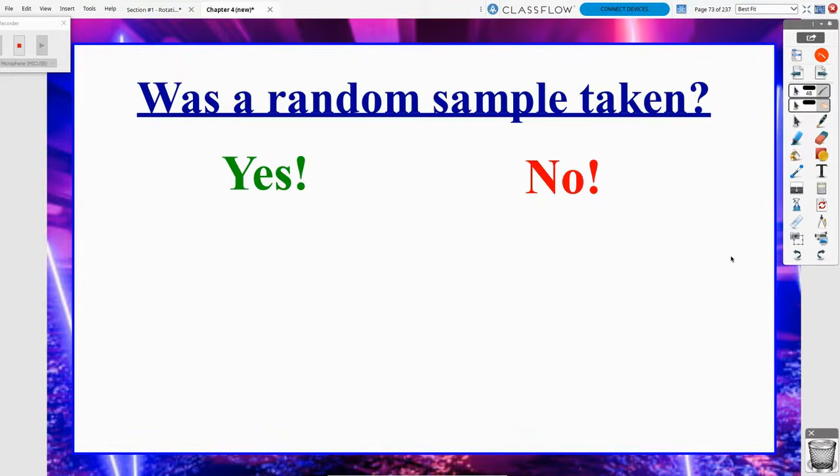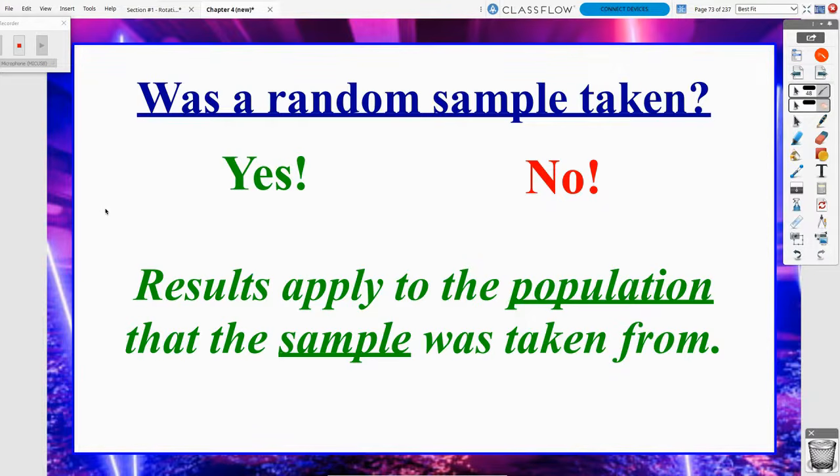Now, speaking of random samples, depending on whether your sample was random or not, there are some takeaways from those two things. So let's say we did take a random sample. What we are allowed to conclude at the end of our experiment is that the results will apply to the whole population that the sample was taken from. So if we randomly select our 100 juniors, then whatever results we see from our experiment may apply to all juniors from our school.